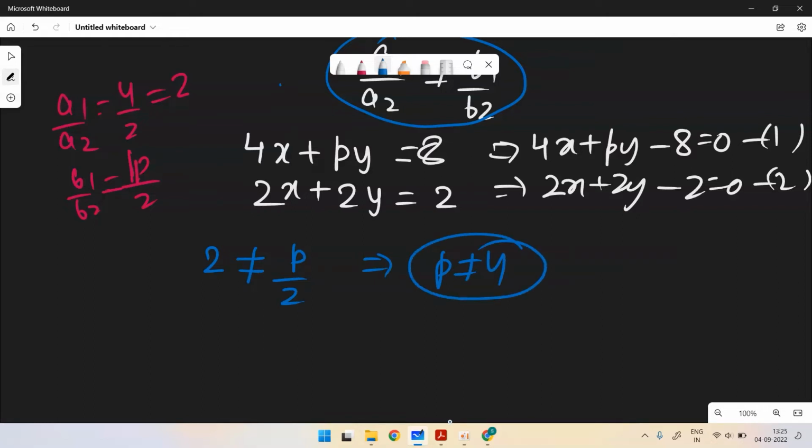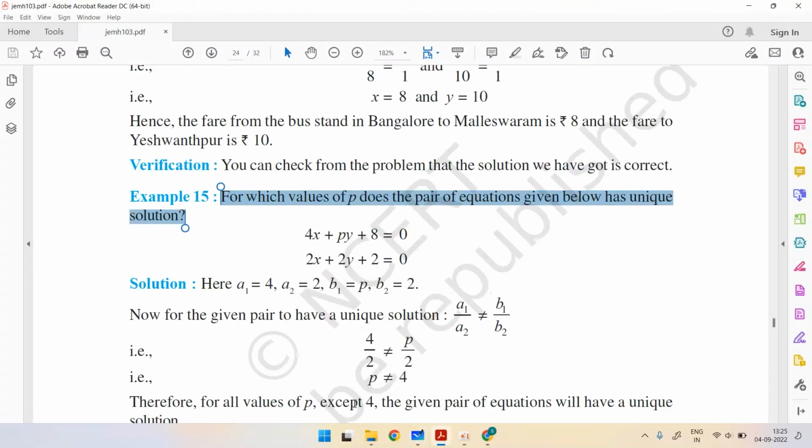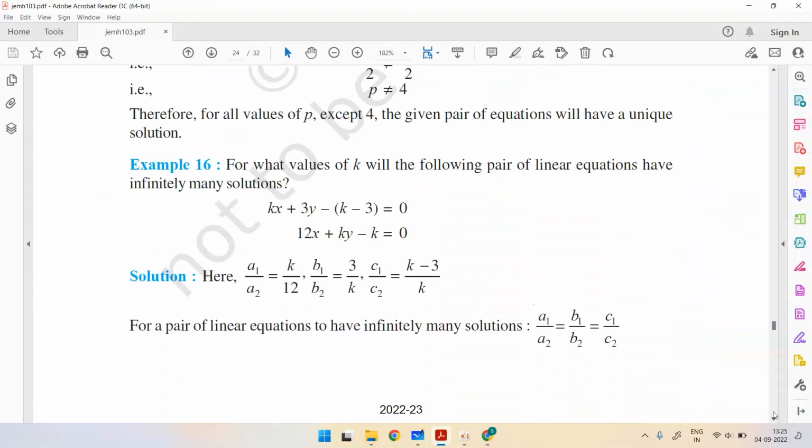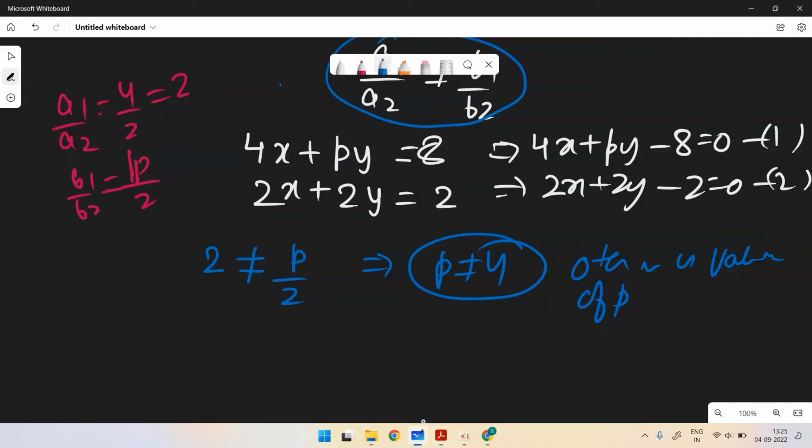And any value other than 4 is a value of p. So for all values of p except 4, the pair of equations has a unique solution. Now here, for what values of k will the pair of equations have infinitely many solutions? Infinitely many solutions.